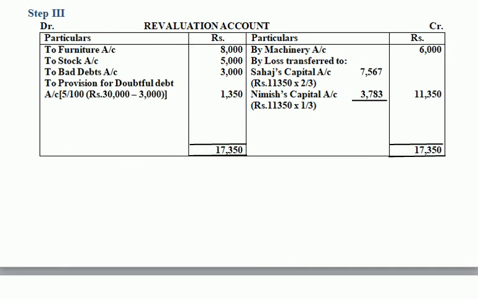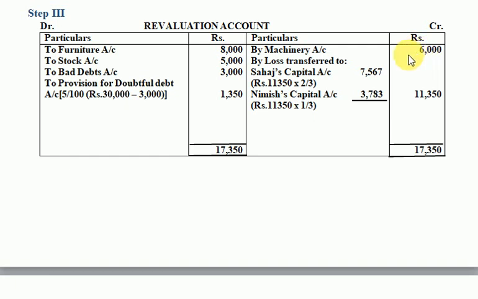After the accounting treatment of premium for goodwill brought by Gauri, here is our step 3, where we have prepared the revaluation account, which records the increase and decrease of assets and liabilities according to the additional information in the question. So here we see a few assets are decreasing and a liability is increasing, and for an asset, machinery, the value is increasing by 6,000. By now, you all should be in a position to make a revaluation account very comfortably.